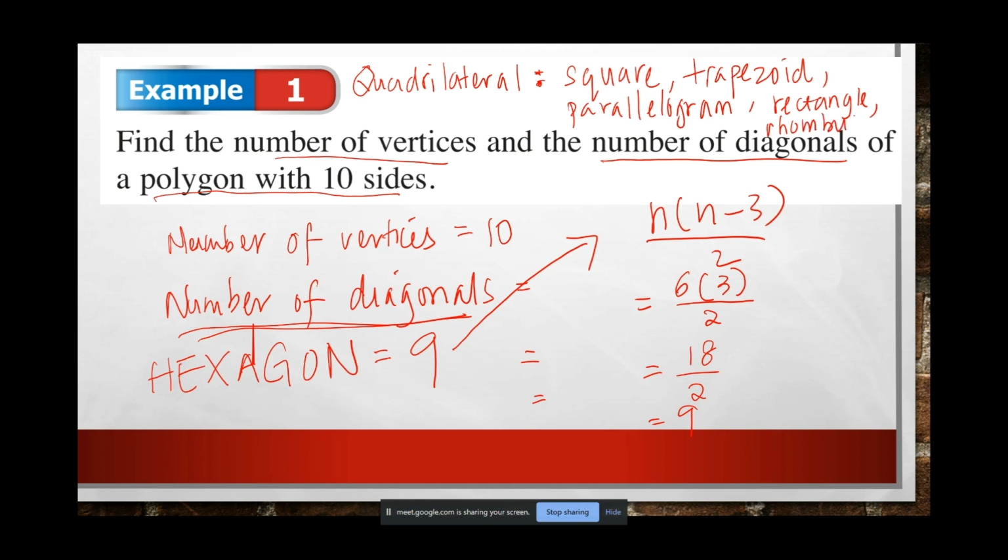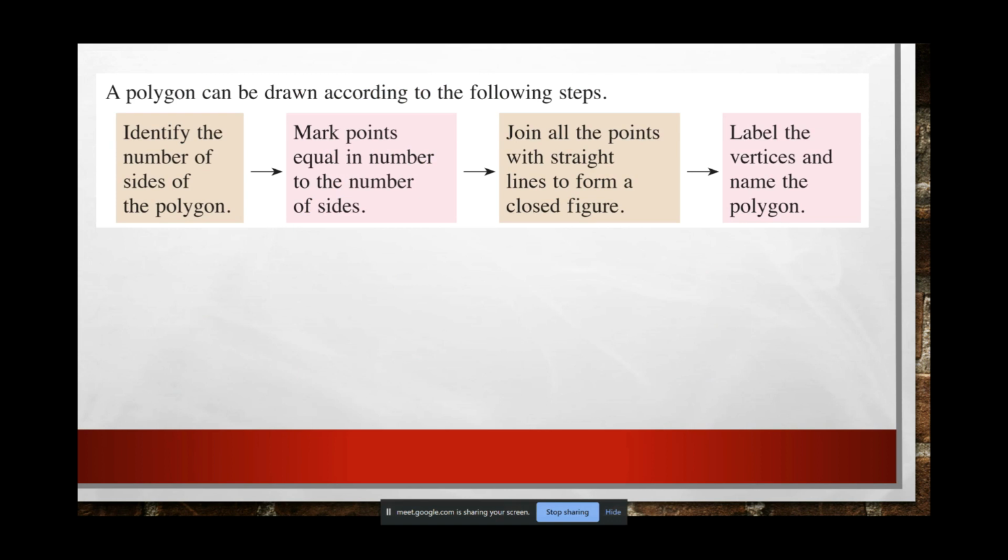Okay? Now let's carry on. A polygon can be drawn according to the following steps. First, you need to identify the number of sides of the polygon. For example, a pentagon. How many sides? 5. Yes, 5 sides. Next, you mark points equal in number to the number of sides. So 5 sides means we just need to make 5 points. 1, 2, 3, 4, 5.